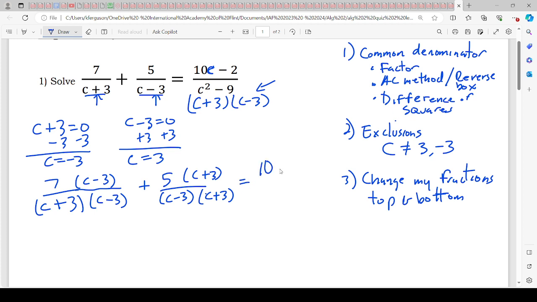And then here, I've got 10C minus 2 over, and I'm not going to write the squared part. I'm just going to write this, because that's what C squared minus 9 factors to. That's my common denominator. So if I'm doing it in this format, common denominator, boom. I check my exclusions, boom. Next, I change my fractions top and bottom. Notice the last fraction doesn't need to change because it already has the common denominator. So change fractions, boom. So 4, I'm going to distribute. Well, you know what? No, let's do this right. I'm going to ignore the denominator.